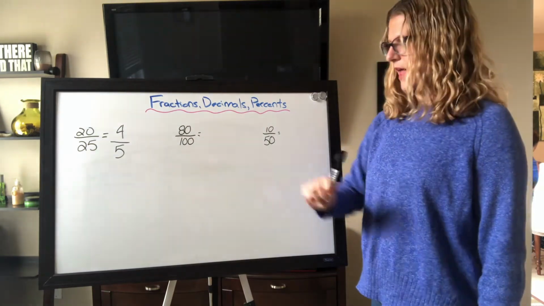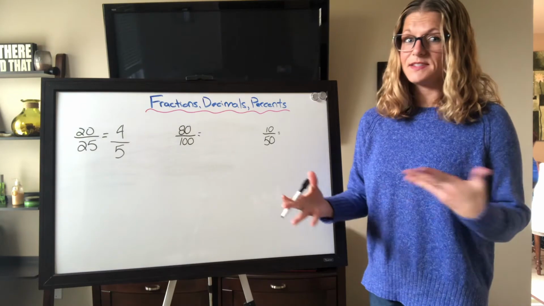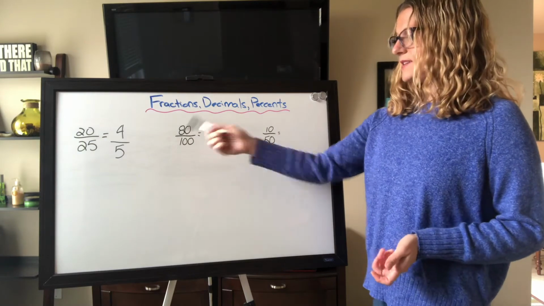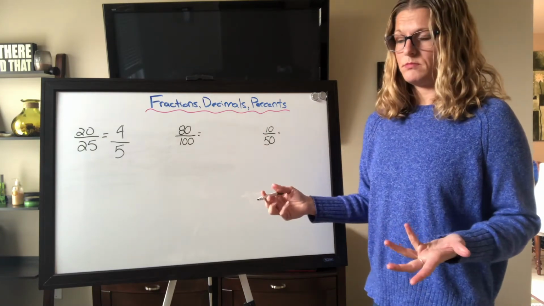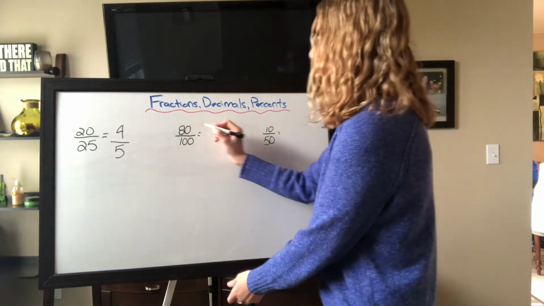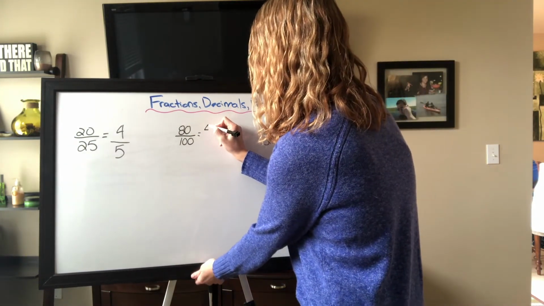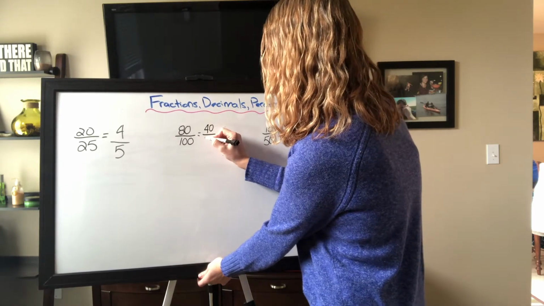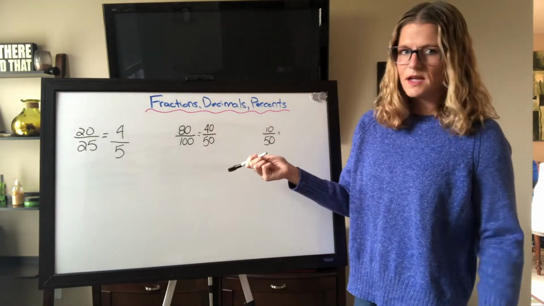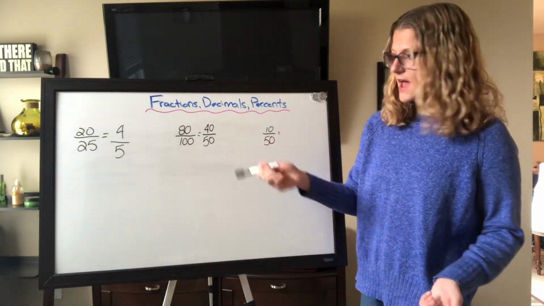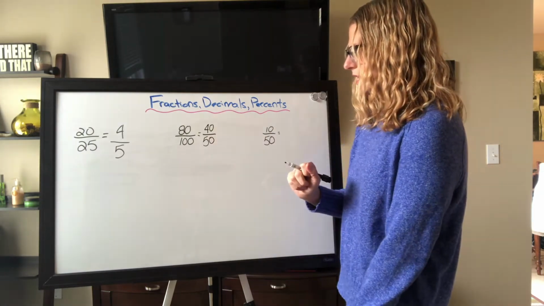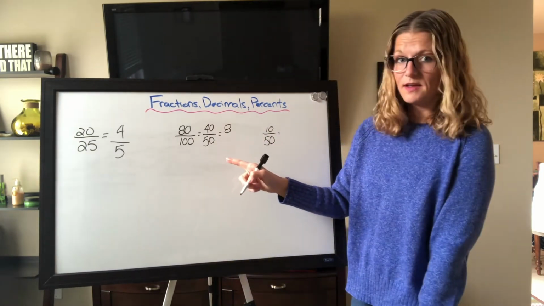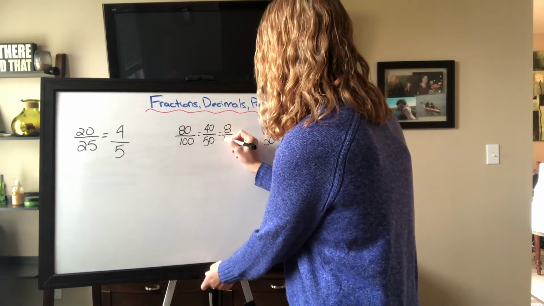So here we go again. We've got 80 out of 100. This is a much bigger fraction. So we'll start with something small. We know that this can definitely be divided by 2 because it's an even number. So 80 divided by 2 is 40. 100 divided by 2 is 50. Still, we can still divide this again. It ends in 0, so let's divide it by 5. 40 divided by 5 is 8. 50 divided by 5 is 10.